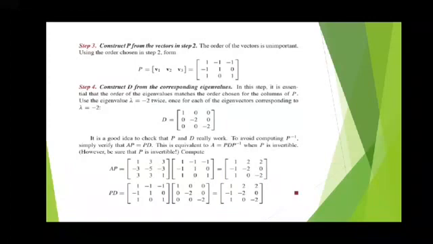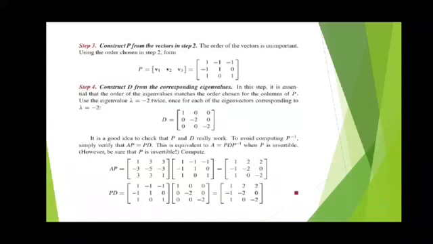Next step 4, we construct D from the corresponding eigenvalues. We know the eigenvalues are 1, minus 2, minus 2. These are the diagonal entries of D. So D is equal to 1 0 0, 0 minus 2 0, 0 0 minus 2. This is the diagonal matrix.